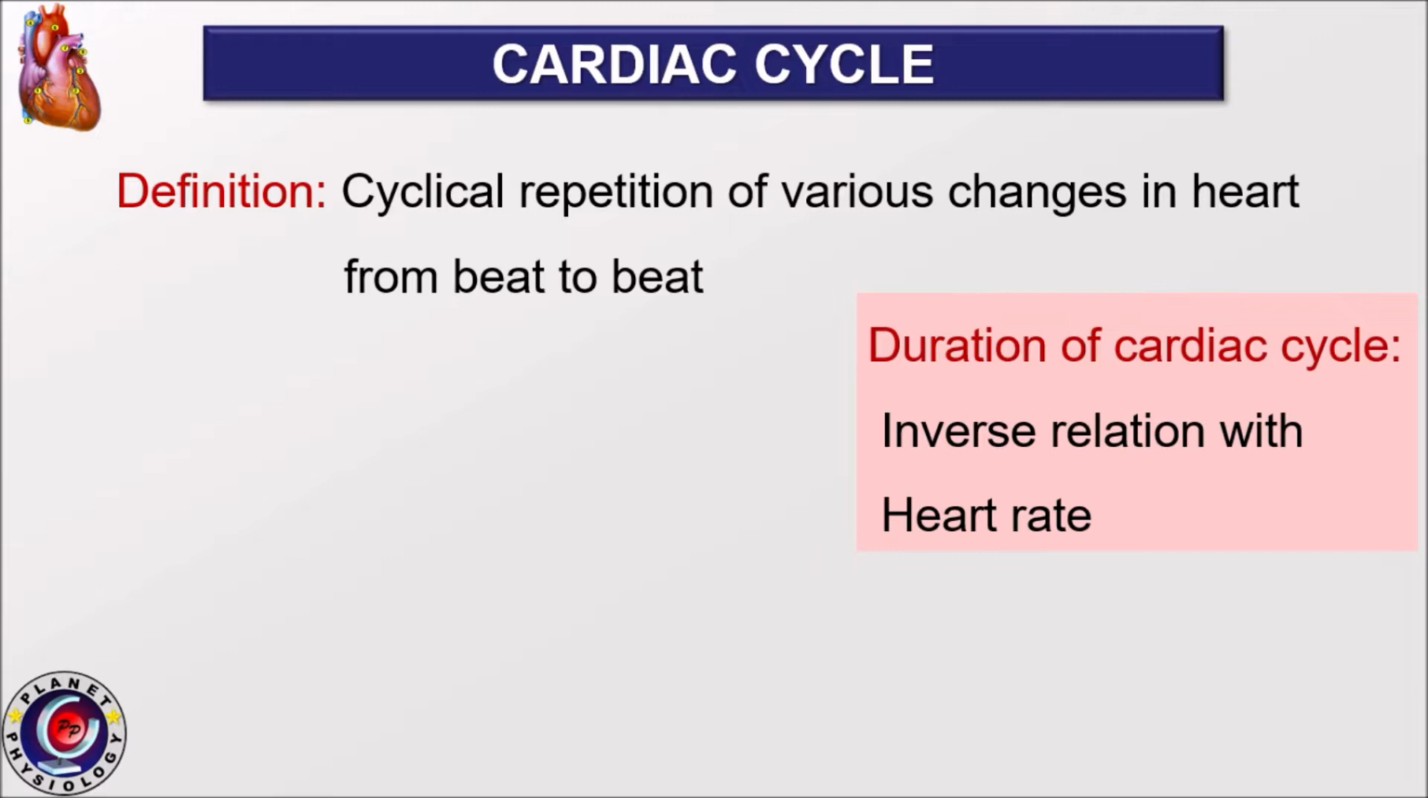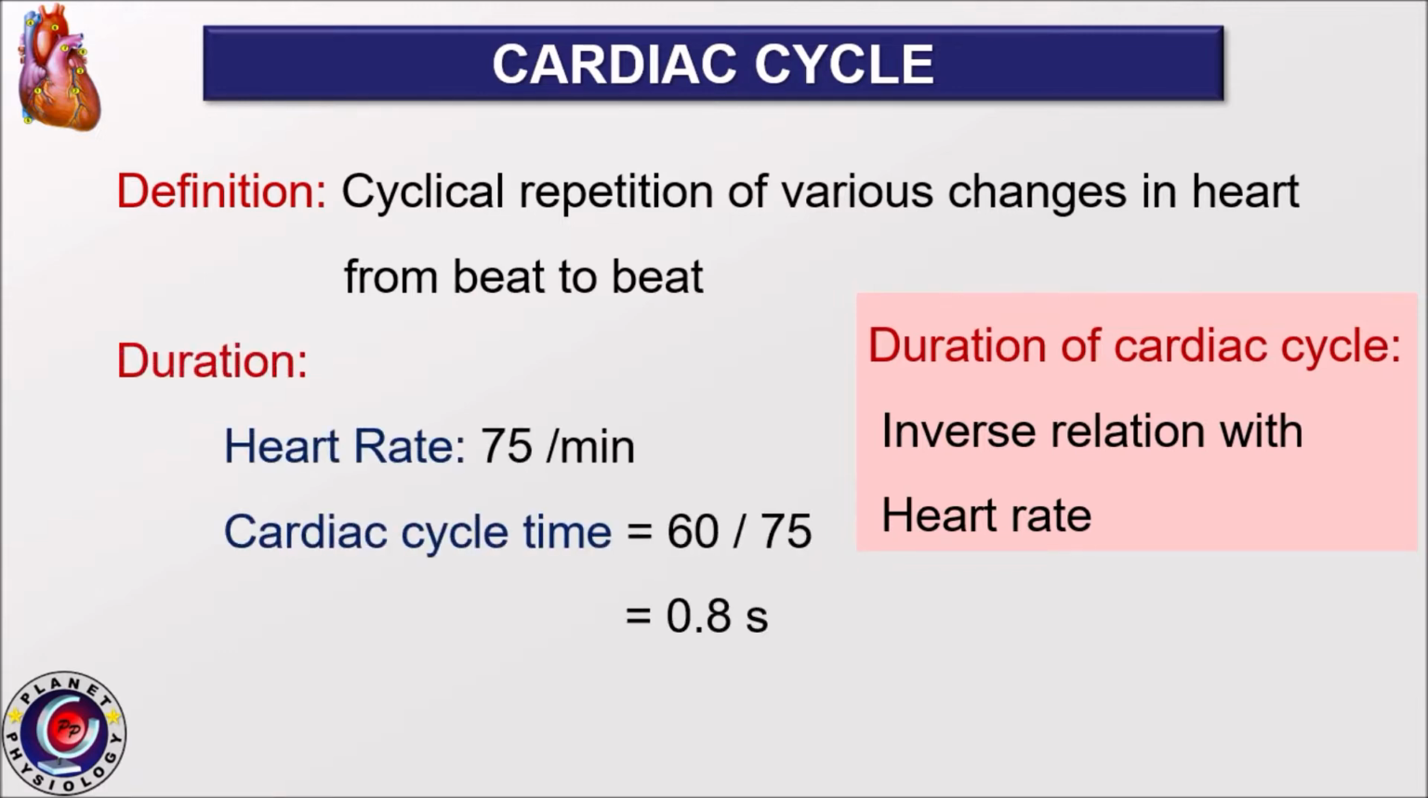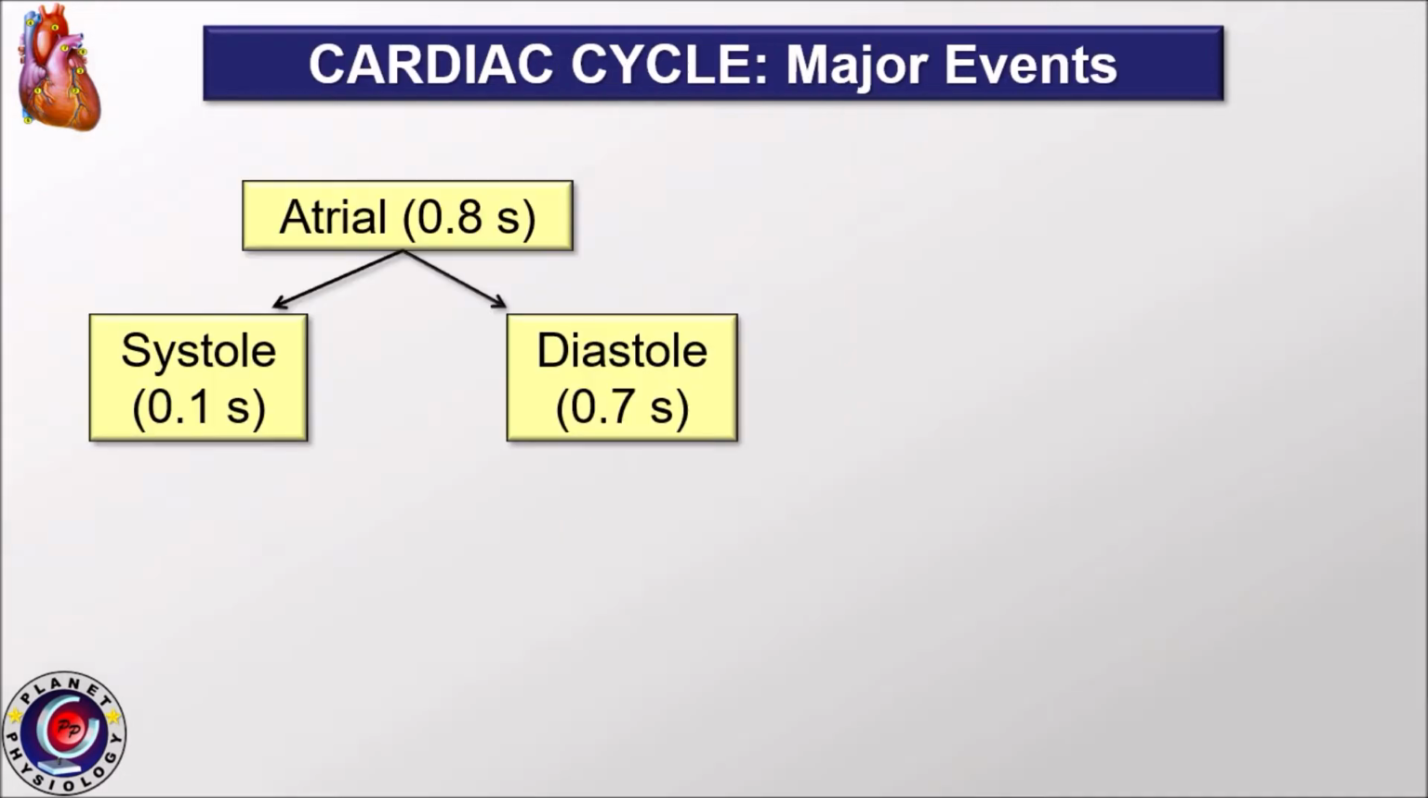Normally, heart rate ranges between 70 to 80 beats per minute, and for calculation of cardiac cycle, we consider heart rate as 75 beats per minute. And hence, to calculate cardiac cycle time, we divide 60 by heart rate. So, in this case, 60 by 75 comes 0.8 seconds. Let us study the various events during cardiac cycle.